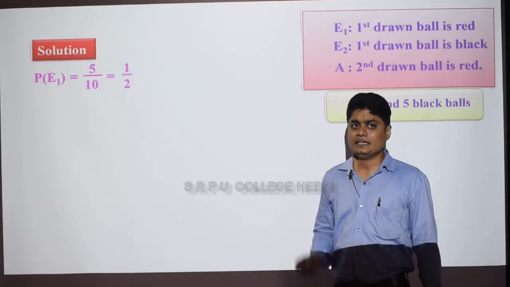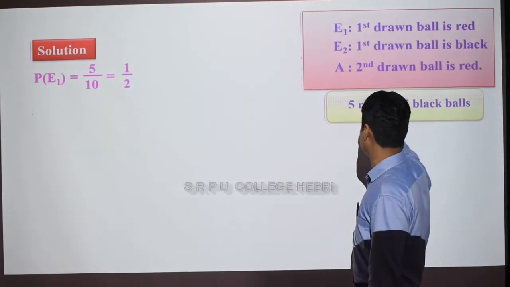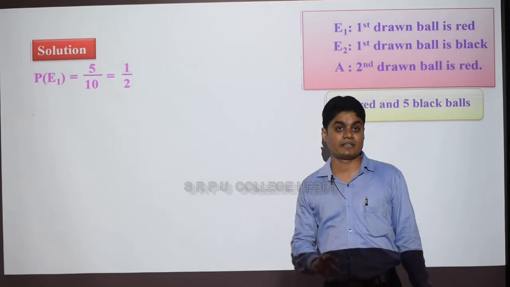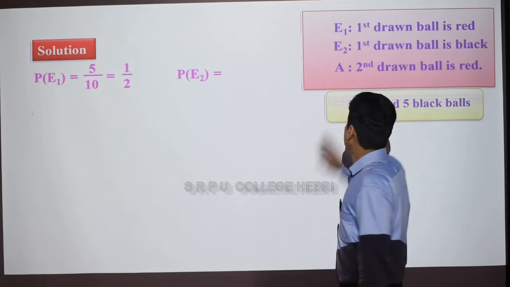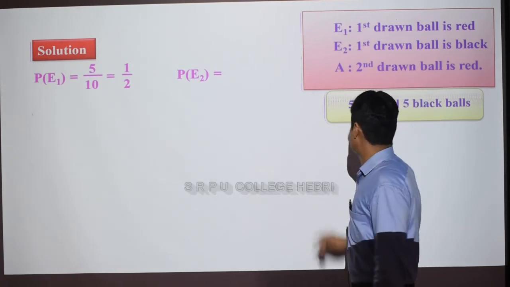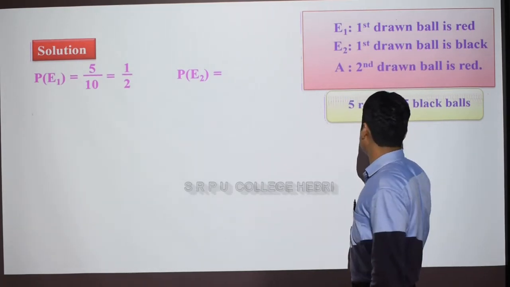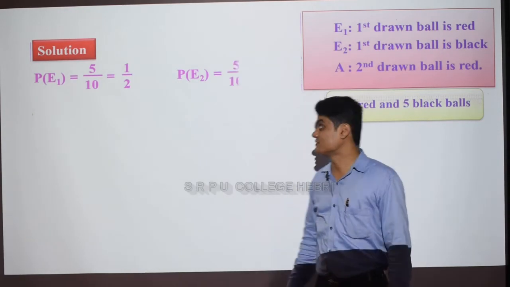Understood? Selected ball is red. Out of 10 balls, 5 balls are red, so favorable outcome is 5 and total outcome is 10. So it is 5 by 10 equal to half. First drawn ball is black: same thing. 5 black balls, total balls are 10, so it is 5 by 10, again half.